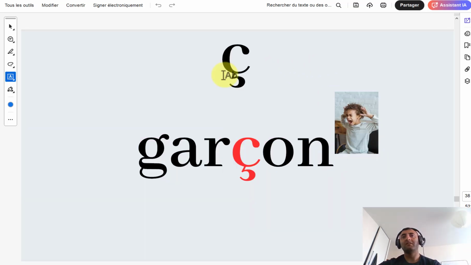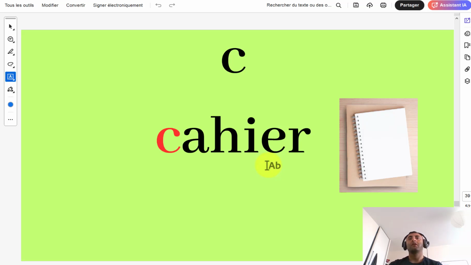And when you have this C with a cedilla, we say that ç, this one also will have the sound of S, like garçon. And for the rest of the cases, it will be just K, like cahier, it's notebook, cahier.